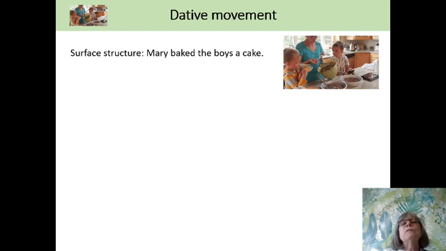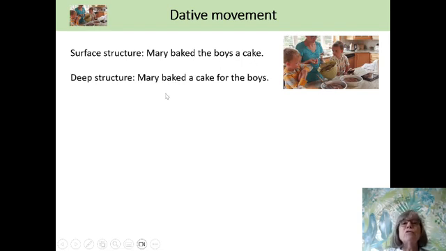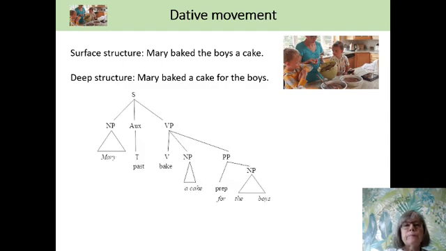Let's look at another transformation, which is dative movement. I think maybe if you're familiar with Latin, you might know that the dative case refers to the one receiving whatever the direct object or direct complement is. And so in English, we can say odd things like Mary baked the boys a cake. Obviously, Mary didn't bake the boys, she baked a cake. And so the idea is that the deep structure of this tree is actually Mary baked a cake for the boys. And so this would be our deep structure tree.